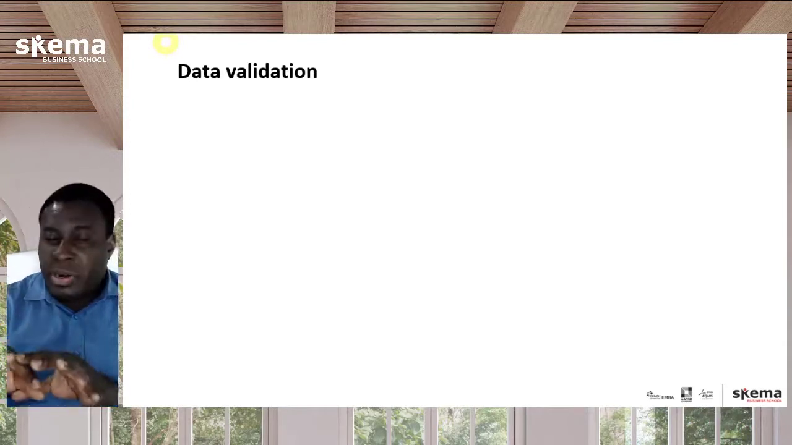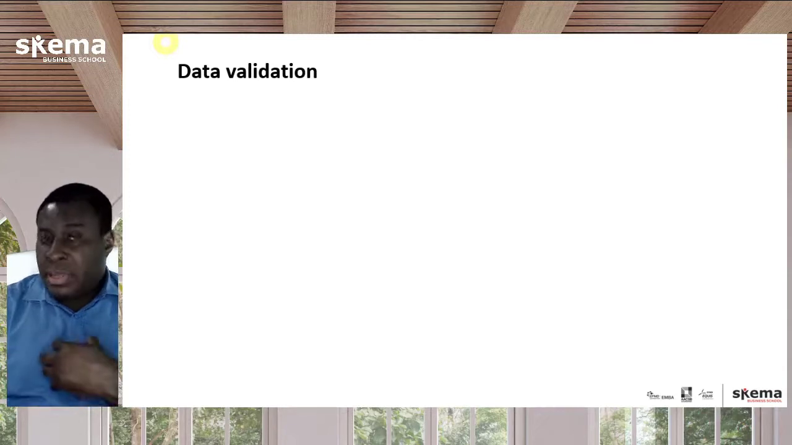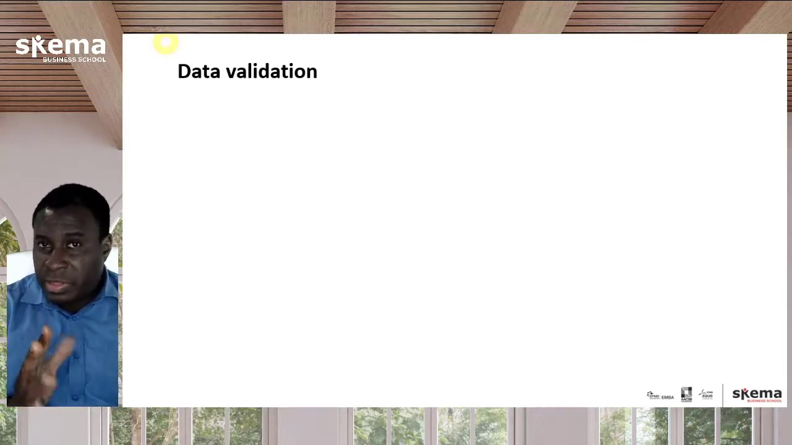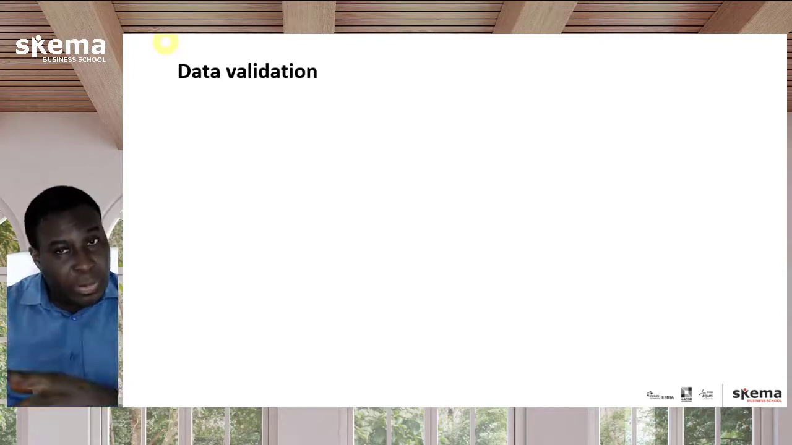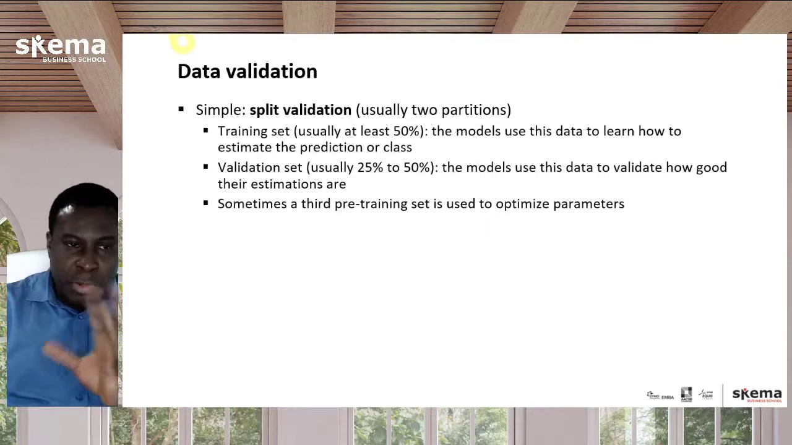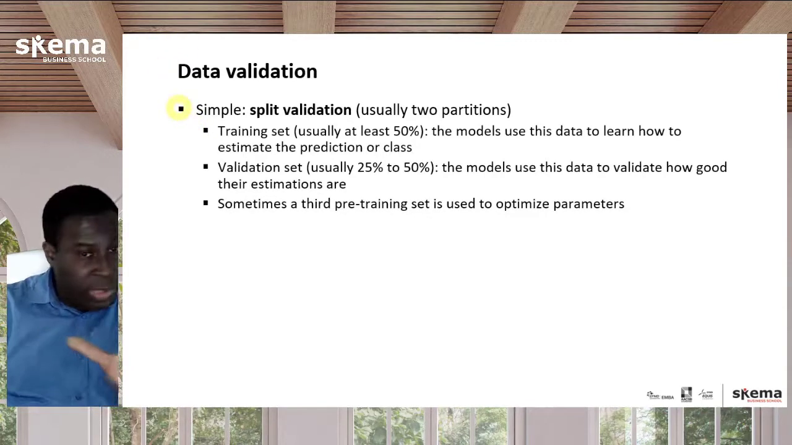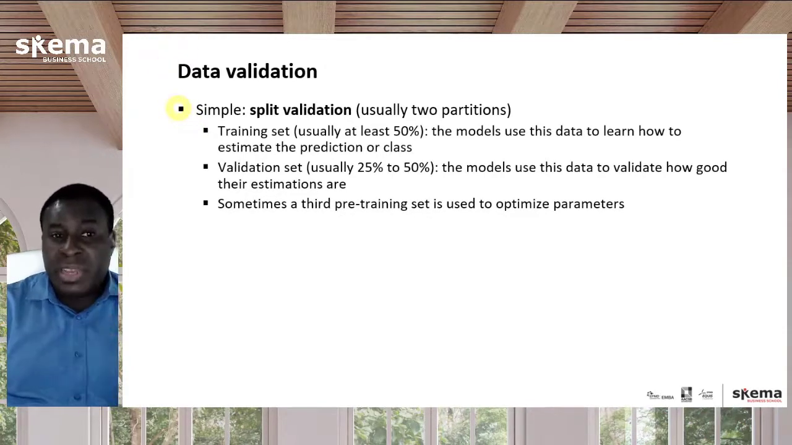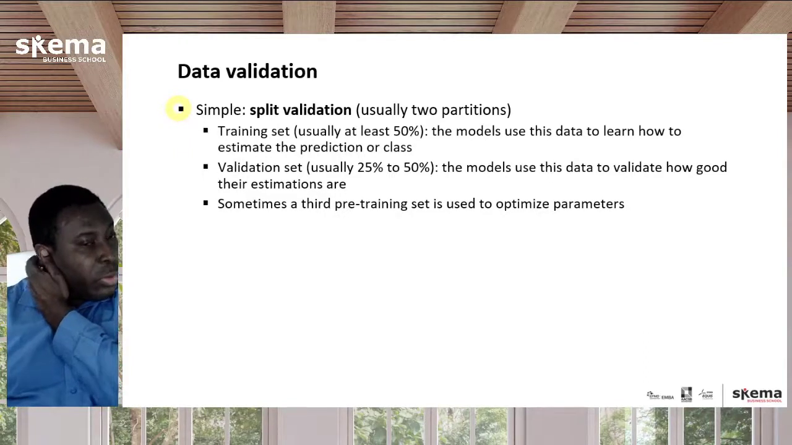Because crucially, the part that you put aside, you don't tell the computer the answers. Part of it, you give the computer the answers, what is true and false, it can learn. The other part, it doesn't. So the simplest way, which actually works well to do this, is called split validation, which usually works with 2 partitions. It might also work with 3.